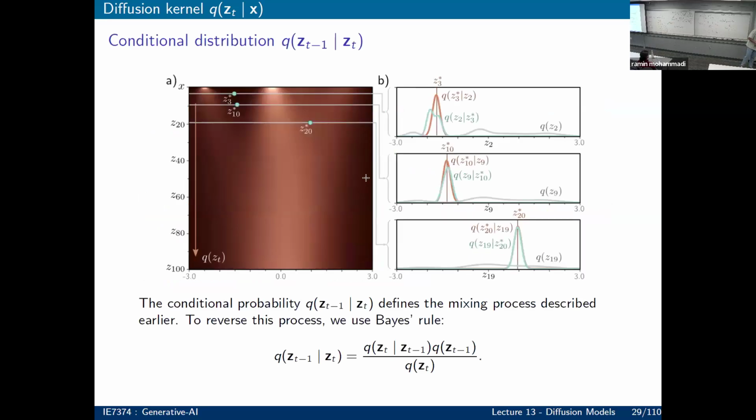Now let's look at the conditional. That was the marginal of q. Now let's look at the conditional of q. The conditional of Z is with respect to the previous time step, because it's kind of Markov, right?